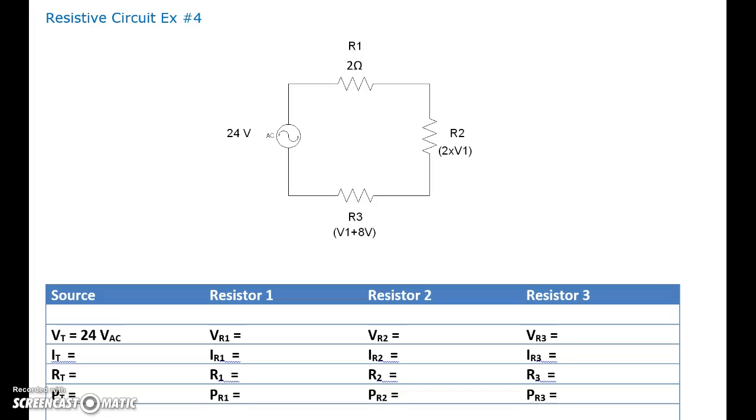All right, guys, next one. We got another series circuit. I've tried to mess you up, though. How have I tried to mess you up? Well, I've given you the total voltage at 24 volts. I've given you R1 at 2 ohms. So let's drop that in there.